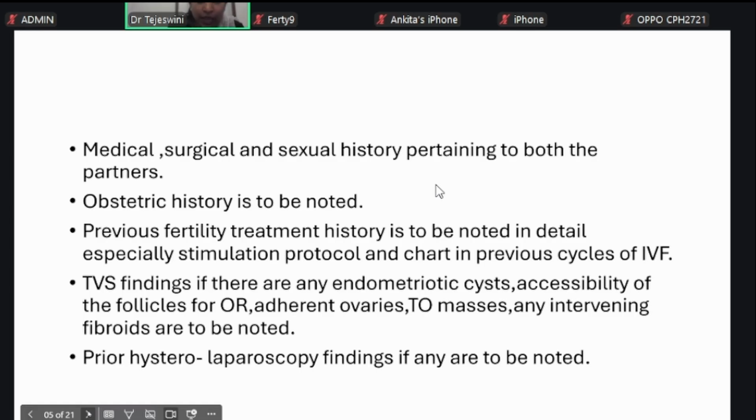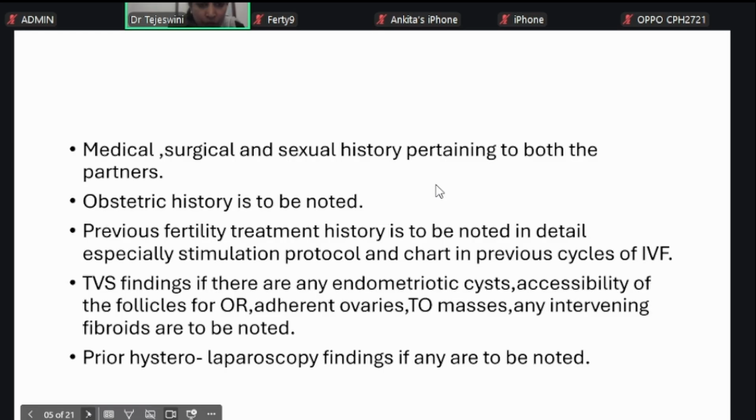Medical, surgical, and sexual history pertaining to both the partners has to be made a note of, and if any underlying medical conditions are there, then they have to be corrected appropriately before starting the stimulation cycle. Obstetric history, if any, has to be noted. Previous fertility treatment history is to be noted in detail, especially the stimulation protocol and chart in case there is any previous cycle of IVF.